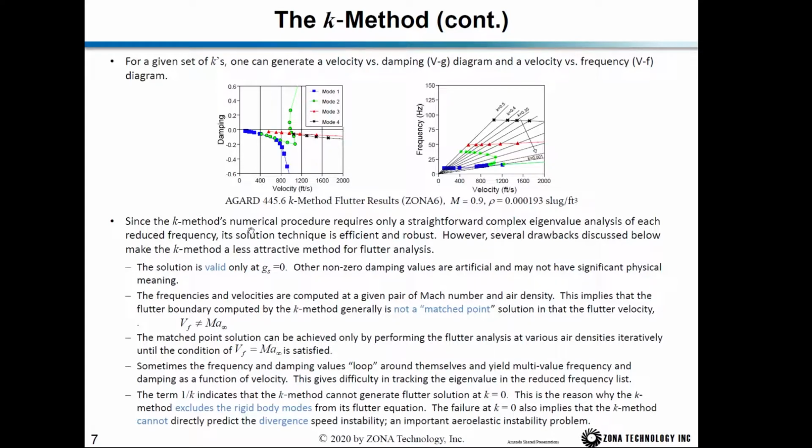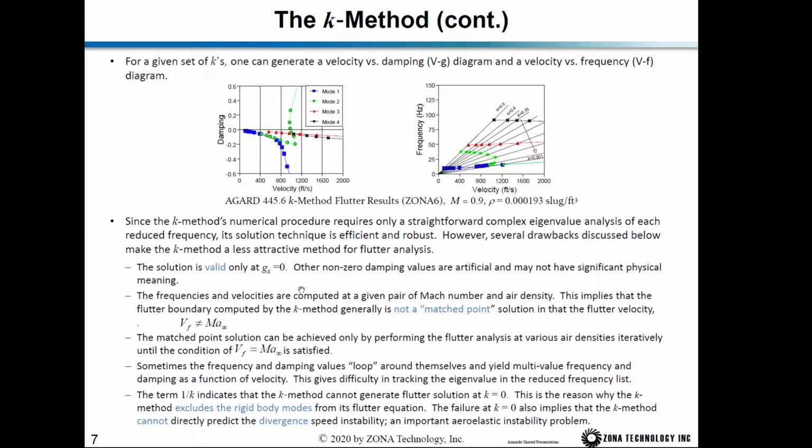Since the K method numerical procedure requires only a straightforward complex eigenvalue analysis at each reduced frequency, its solution technique is efficient and robust. However, several drawbacks discussed below make the K method a less attractive method for flutter analysis. First of all, the solution is only valid at g equals 0. Other non-zero damping values are artificial and may not have significant physical meaning.